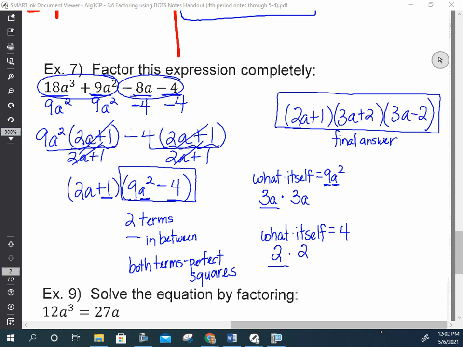So we leave 2a plus 1 alone because we can't break that down any further. So the question is, why don't we touch 2a plus 1? Let's go through our steps. Do we have 2 terms? Yes. Is there a minus sign in between? No. So the fact that that plus is there, we don't do anything else with 2a plus 1. We're good with it.